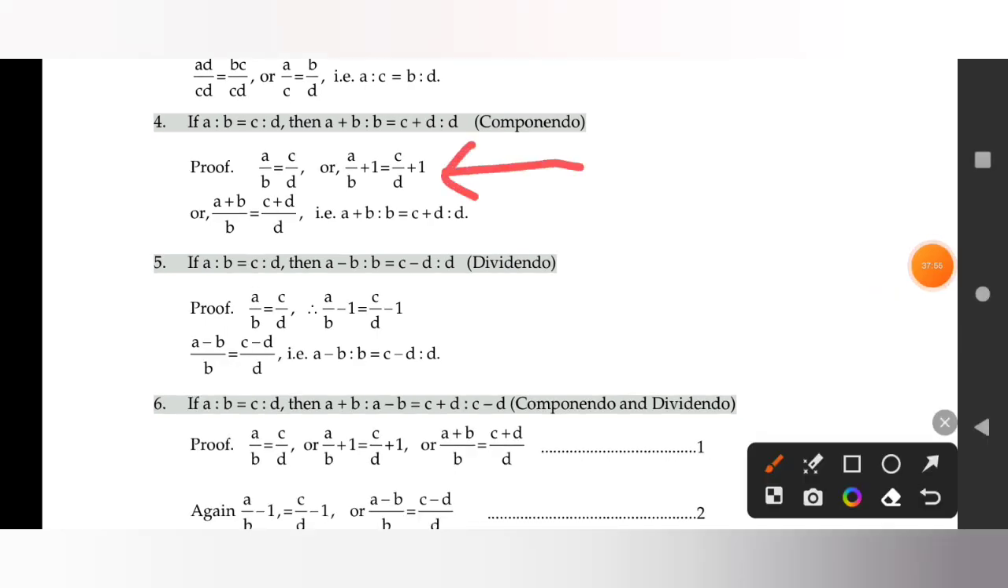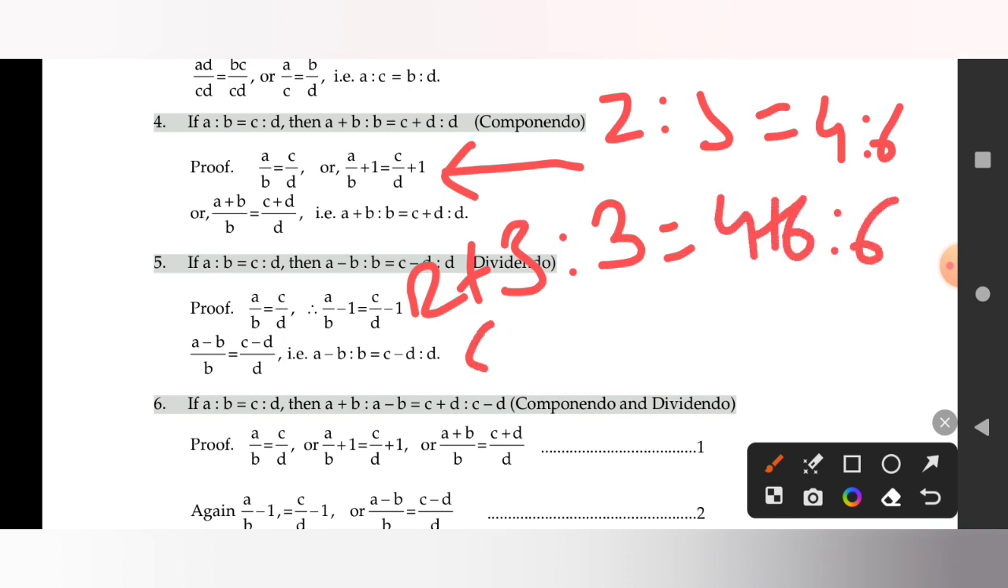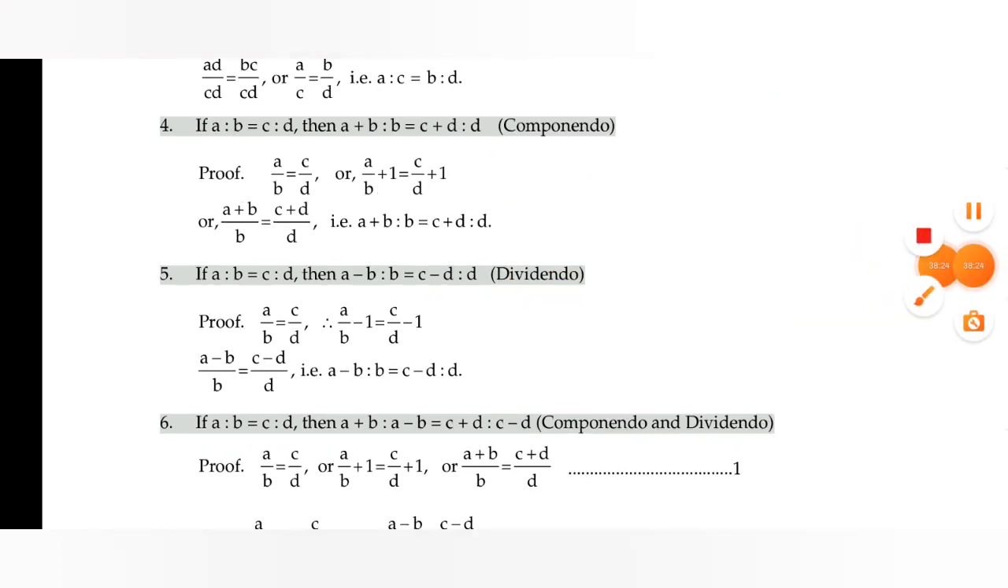What about componendo? Add 1 on both sides. A plus B upon B is equals to C plus D upon D. Let's see with the help of example. 2, 3 and 4, 6. So 2 plus 3 is to 3 is equals to 4 plus 6 is to 6. So 5 is to 3, 10 is to 6 and in the same proportion.